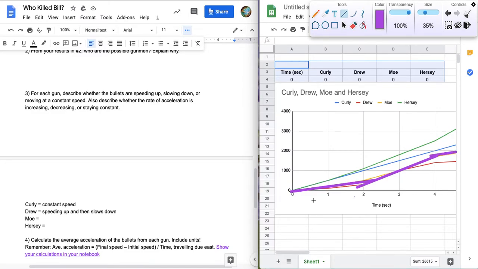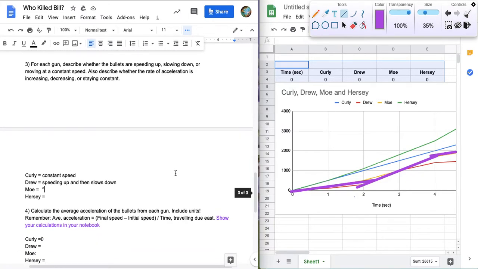So it's doing something similar. It's increasing in velocity, but then it decreases. So it's also speeding up, so this one is the same as the previous one. I'm going to just put those two signs: it's speeding up and then slows down. And then you're going to look at Hersey. Hersey is the green one. Take a look at the slope. What is it doing? It's kind of a curve. It's not a straight line, so pay attention to that.